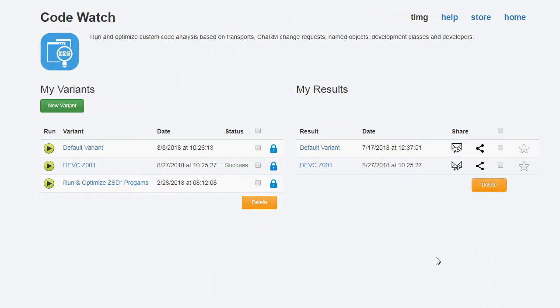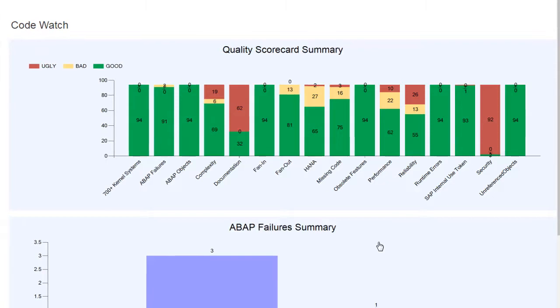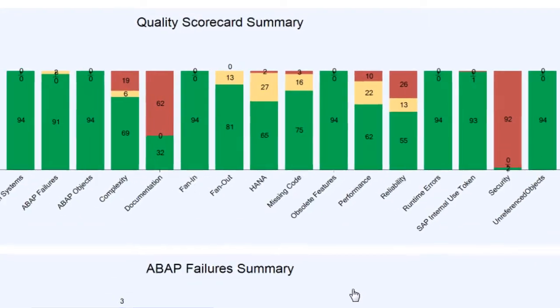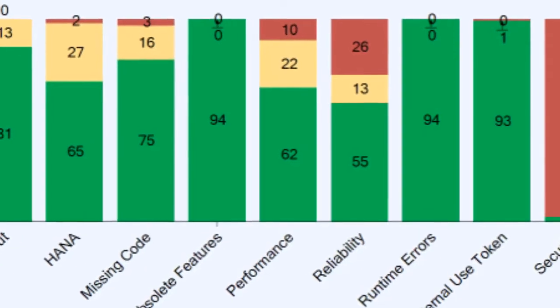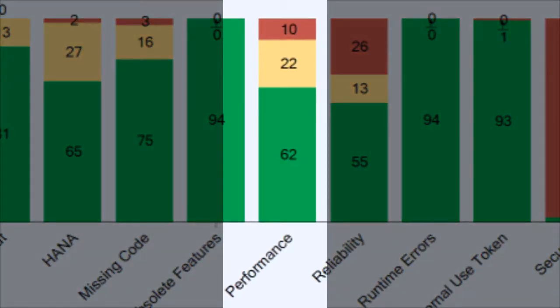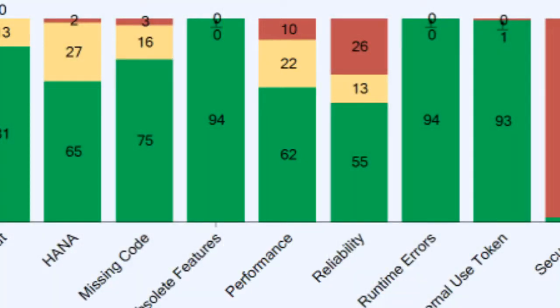Now let's take that same development class and analyze the code quality. This chart illustrates around 100 ABAP objects. Let's focus on the performance category, where we can improve our new development efforts, as well as pay down the technical debt of any related components.